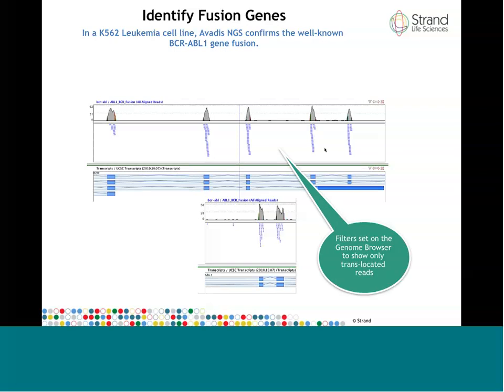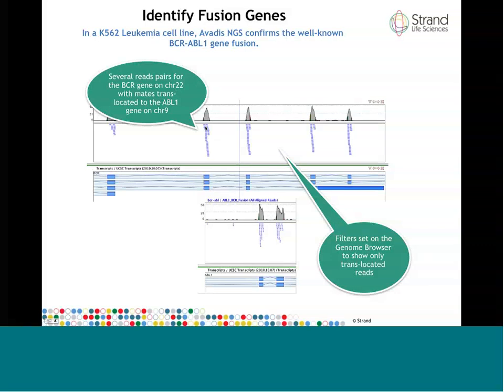Here in the genome browser, there are lots of reads, but we've set filters on the genome browser to only see those reads which have their mates on another chromosome. So the Avadis NGS genome browser is fairly powerful. It has filters that you can set to just show you subsets of reads if you need to see only subsets of reads. In this case, you're looking at paired reads where one read of the pair is mapping here in chromosome 22 to the BCR gene, and the other read in the pair is translocated, meaning it's mapping on some other chromosome.